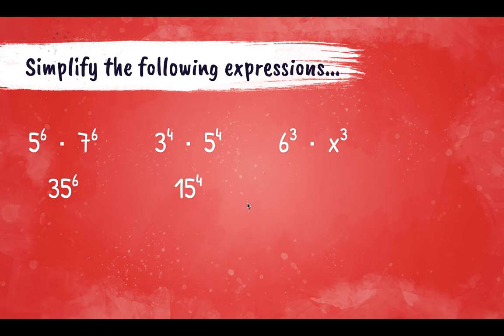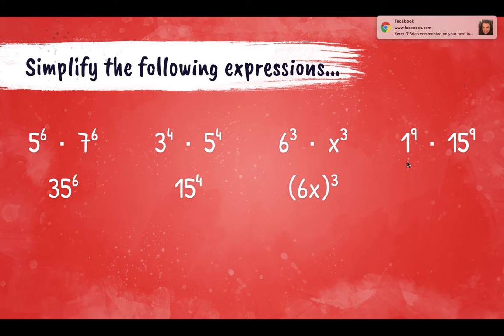Next problem, 6 to the third times x to the third. Different bases, same exponent. We're going to multiply these, so it's 6x all to the third power. Next, 1 to the ninth times 15 to the ninth. Different bases, same exponents. So 1 times 15 is 15, and we keep our exponent of 9. 15 to the ninth power.